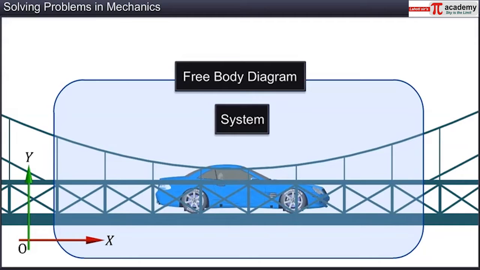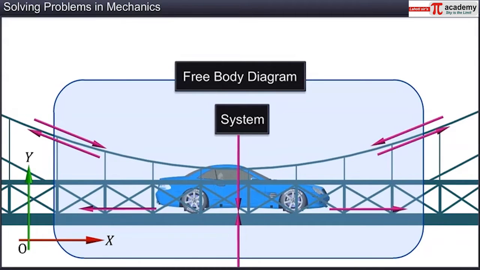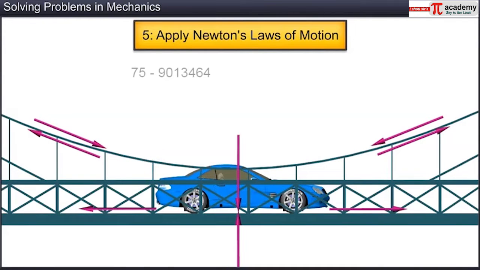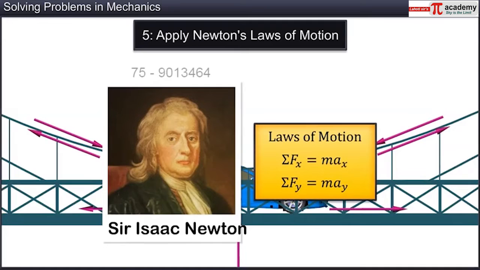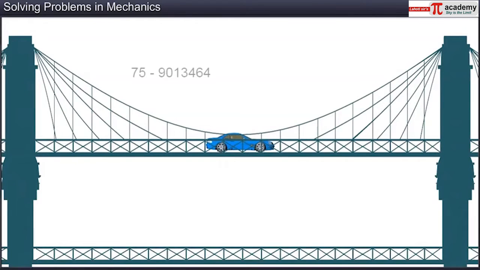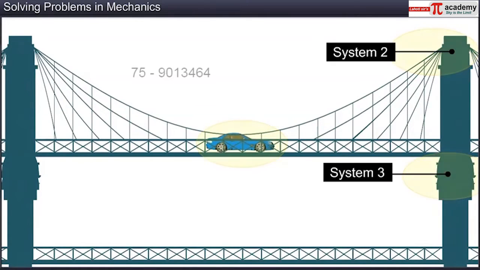Then, we add details about all the known and given forces on the system, indicating their respective magnitude and direction. Then we resolve all these forces along the chosen coordinate system. Finally, we can take the help of Newton's laws of motion to determine the magnitude and direction of unknown forces. If the problem at hand requires an analysis of multiple systems in an environment, we follow the same procedure for each individual system.